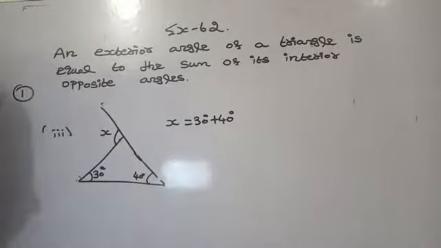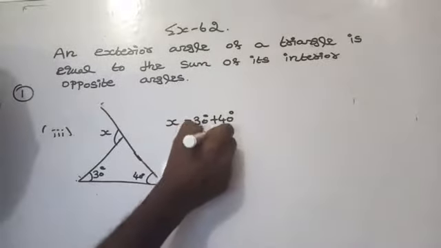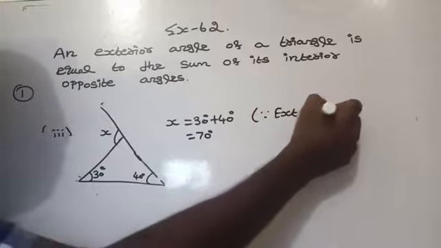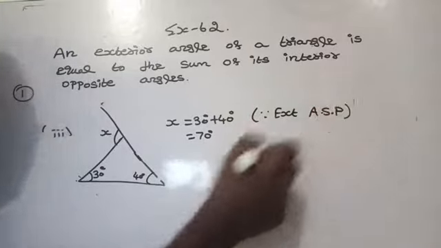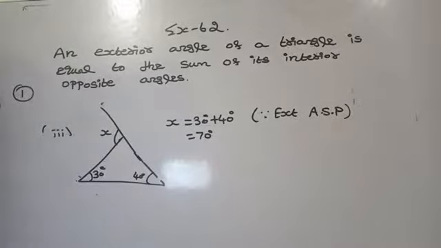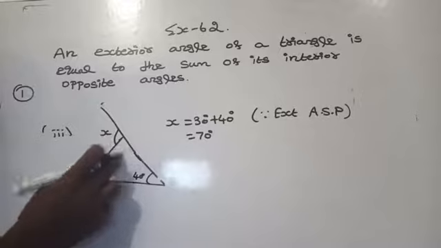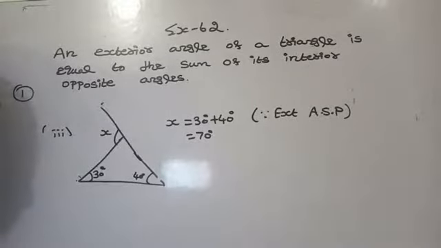Am I right here? Then 30 plus 40 is what? 70 degree. Since exterior angle sum property of a triangle. Am I right? If it is 70, then it will be 110 degree. Are you getting here? Yes. Shall we move to the fourth part now? What is the fourth part?